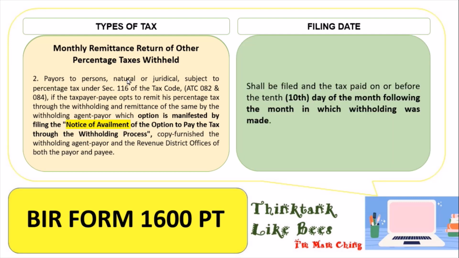It shall be filed and the tax paid on or before the 10th day of the following month in which withholding tax was made. So, for example, if the tax was withheld in February, it should be paid on March 10.